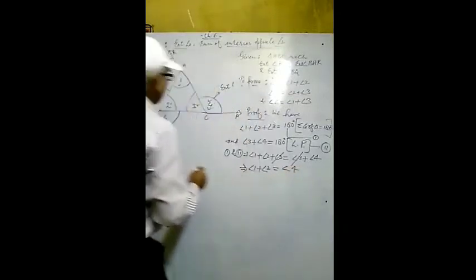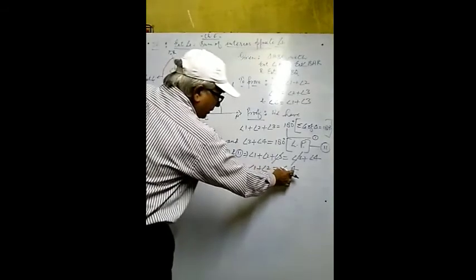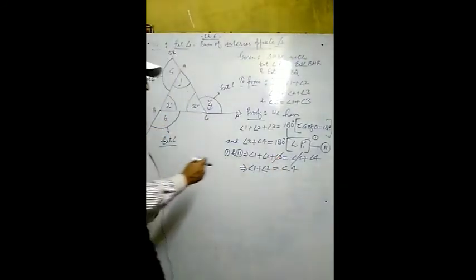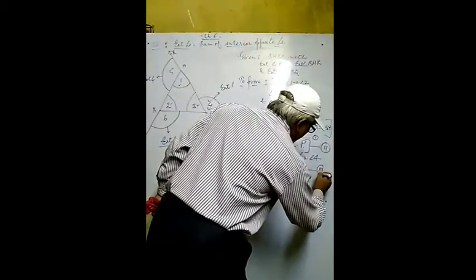And what is angle 4? Angle 4 is the exterior angle. For this exterior angle, what are angle 1 and angle 2? These are interior opposite angles. So this exterior angle equals the sum of interior opposite angles. This will be treated as equation number 3.